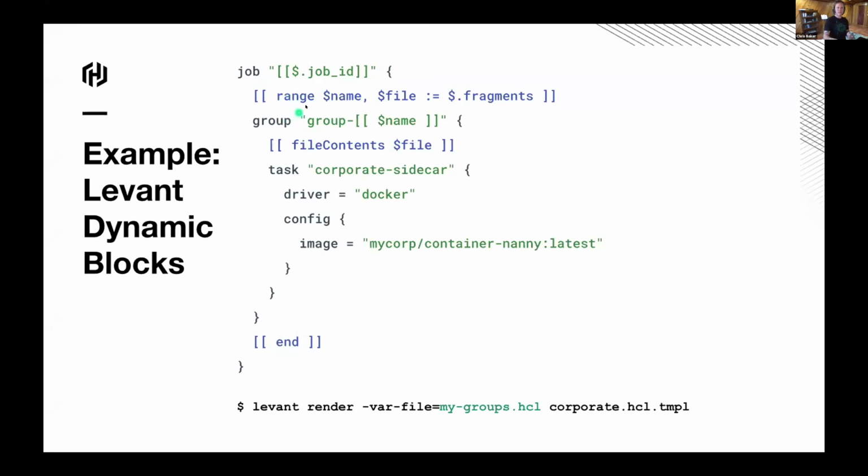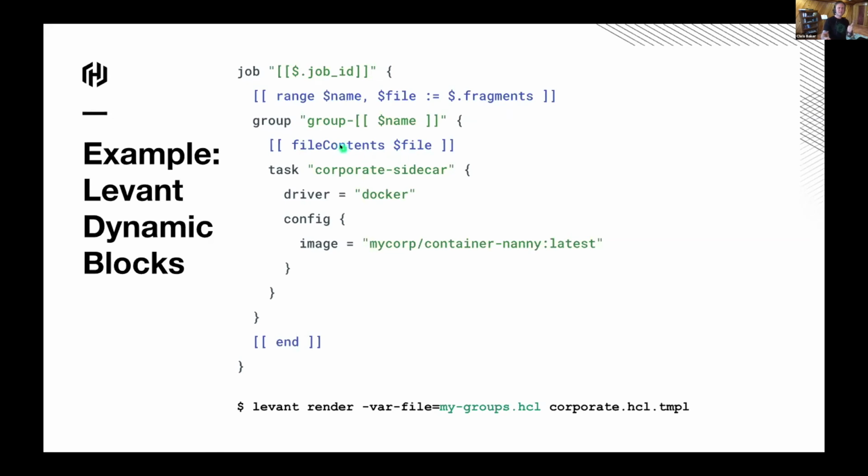I've got a range operation here. This says I want to range over some structure. In this case, it's a key value of a name for the key, and then actually a file name for this right here. What I'm going to do for this one is instantiate a new task group for every single one of the bits in this fragment. It's going to pull in the contents of this fragment right in here. So whatever I had inside of this group file, this group fragment, it's going to put in there.